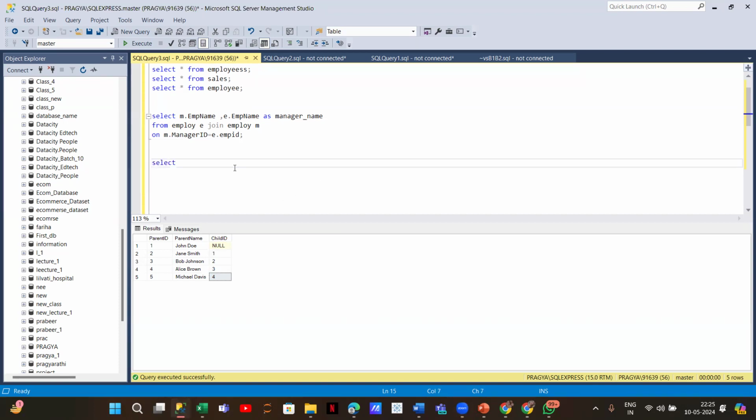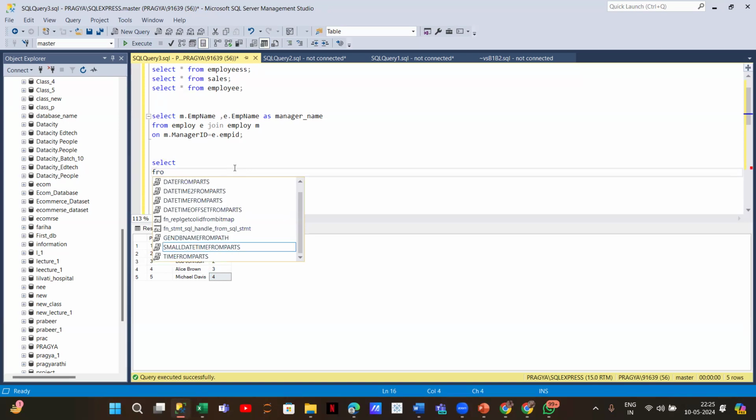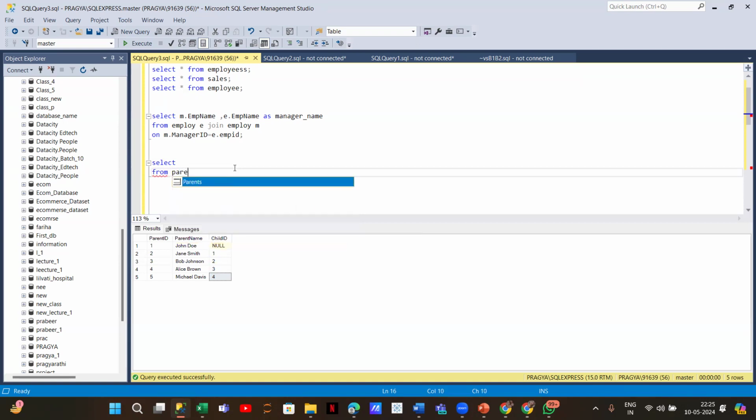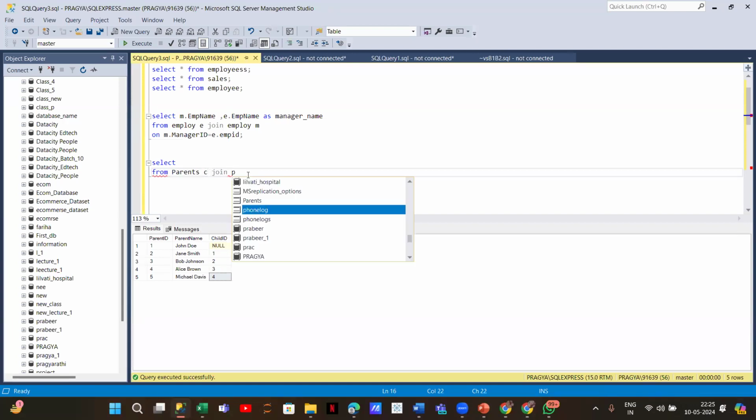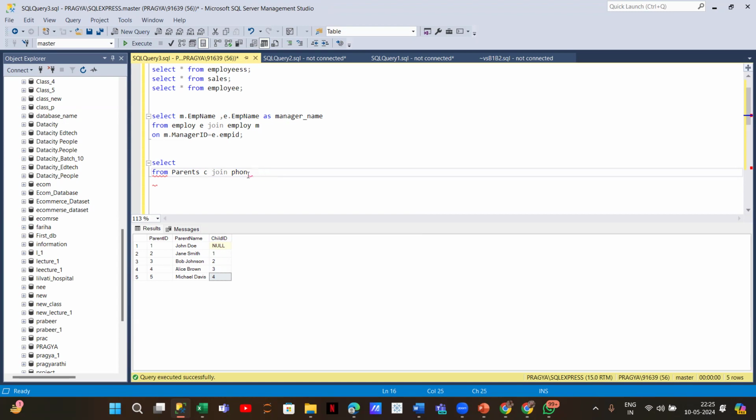So let me solve it. Those who were unable to solve it, no worries. I want the things from the same table, so I will join the same table together. Parents SP, join. Let me give it here: C join P dot, join parents. Join parents SP. And then I'm giving an on condition where my C dot child ID equals my P dot parent ID. Yeah, Henry, you are correct too.